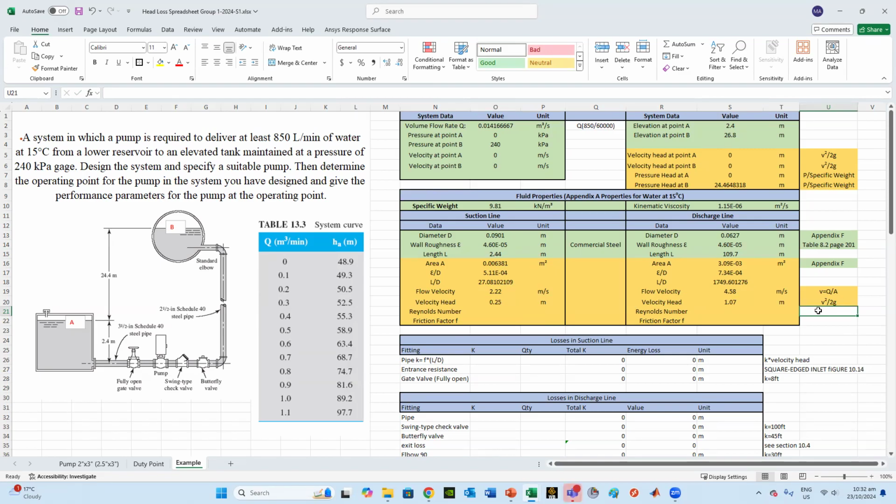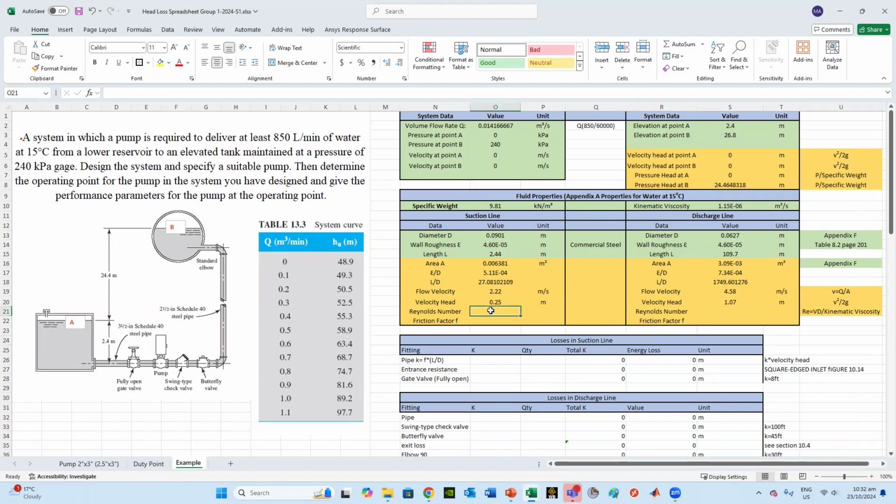Reynolds number is rho V D divided by dynamic viscosity, or Reynolds equals VD divided by kinematic viscosity. Now, kinematic viscosity is the one we took already from the fluid properties for water. So it's good to have these handy for calculations. I'm just enlarging this so you can see. That is velocity times the diameter, over kinematic viscosity.